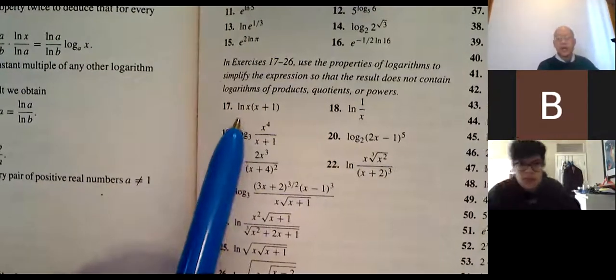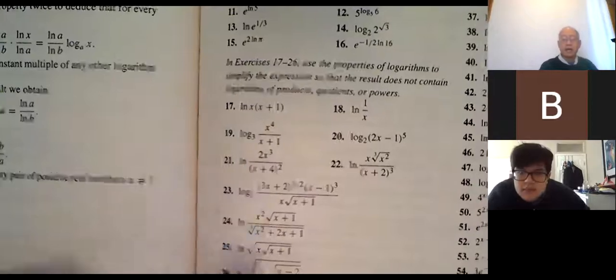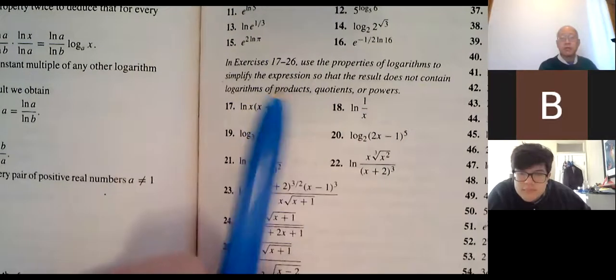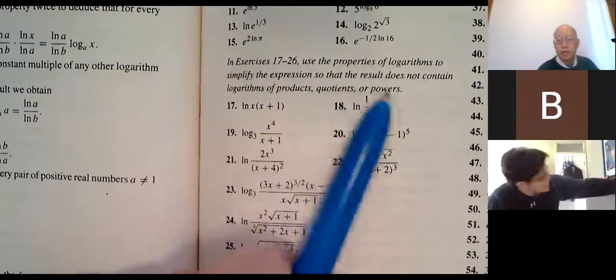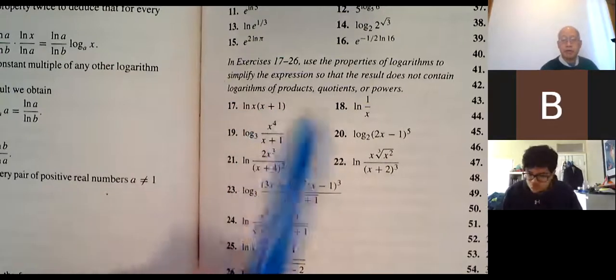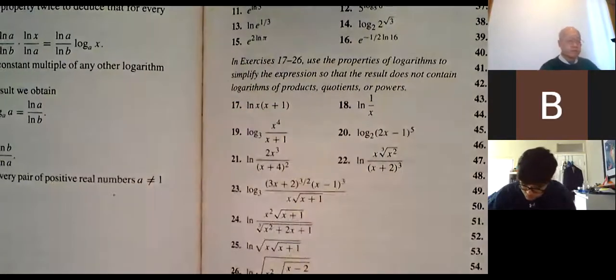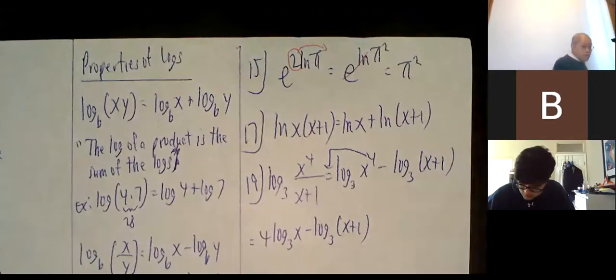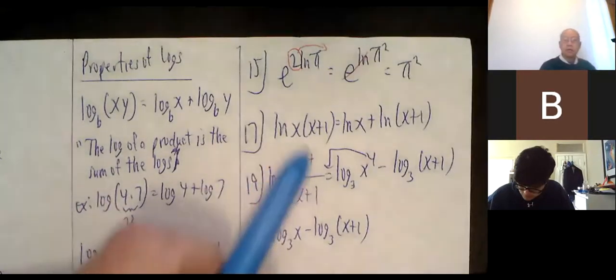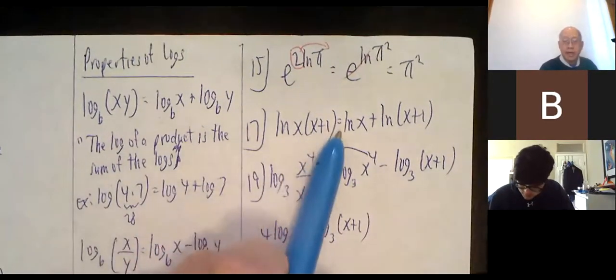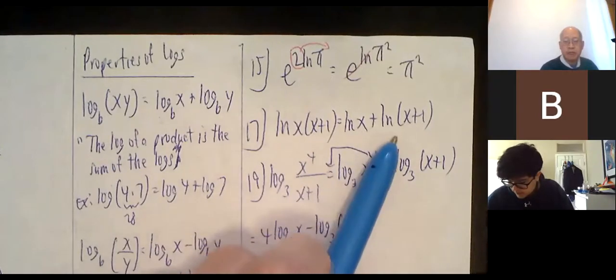17, ln of x times x plus 1. Use the properties of logarithms to simplify the expression so the result does not contain logarithms of products, quotients, or powers. Okay, so that's ln of a product. So it's the sum of them, ln x plus ln of x plus 1.